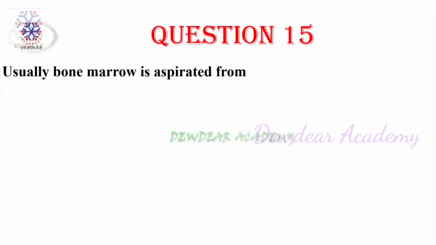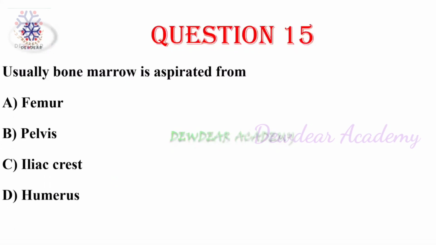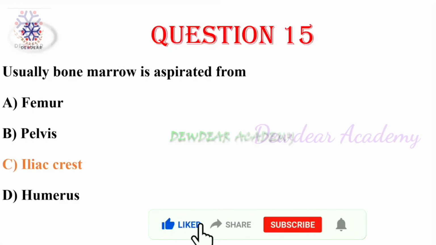Next question. Usually bone marrow is aspirated from. Options: femur, pelvis, iliac crest, humerus. Correct answer is iliac crest. Posterior iliac crest is generally the preferred site for bone marrow aspiration. Also, anterior iliac crest and sternum are used for adults, but the most preferred site is the posterior iliac crest.